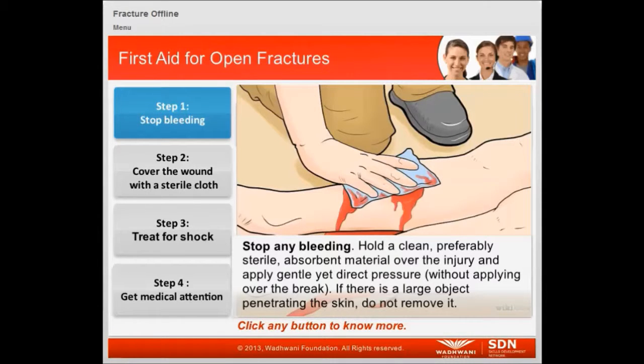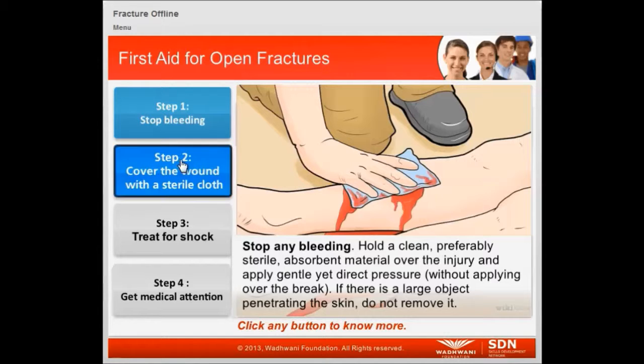Step 1. Stop bleeding. Hold a clean, preferably sterile, absorbent material over the injury and apply gentle yet direct pressure without applying over the break. If there is a large object penetrating the skin, do not remove it.